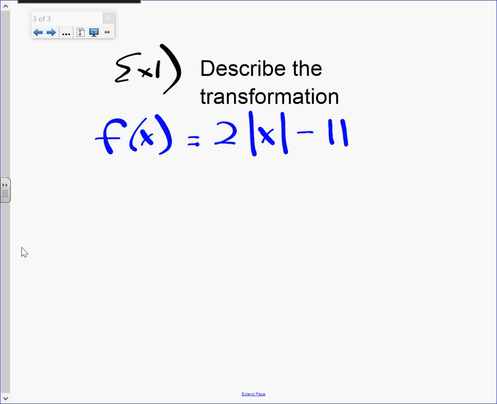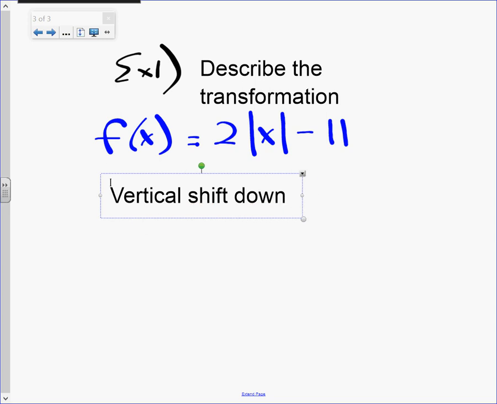Do we have a value for k? What's our k value? Negative 11. So is that going to be a vertical up or down, Mr. Rios? Perfect. So that's our first sentence. Vertical shift down 11 units.